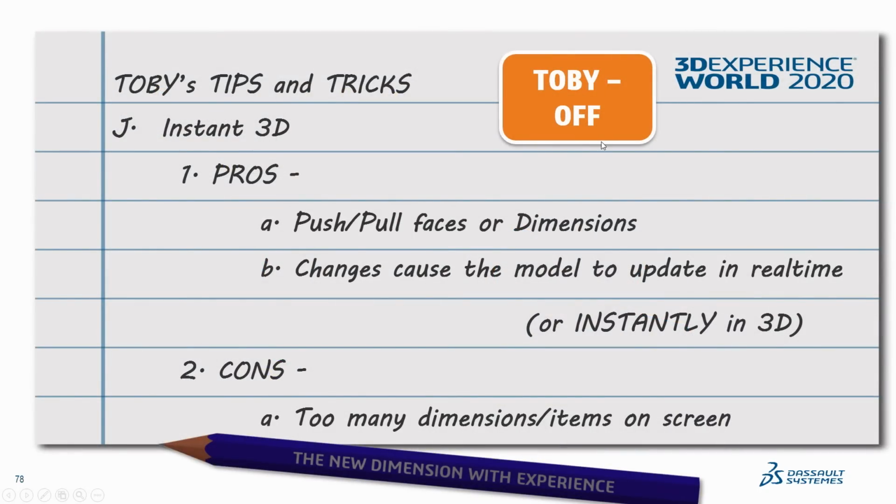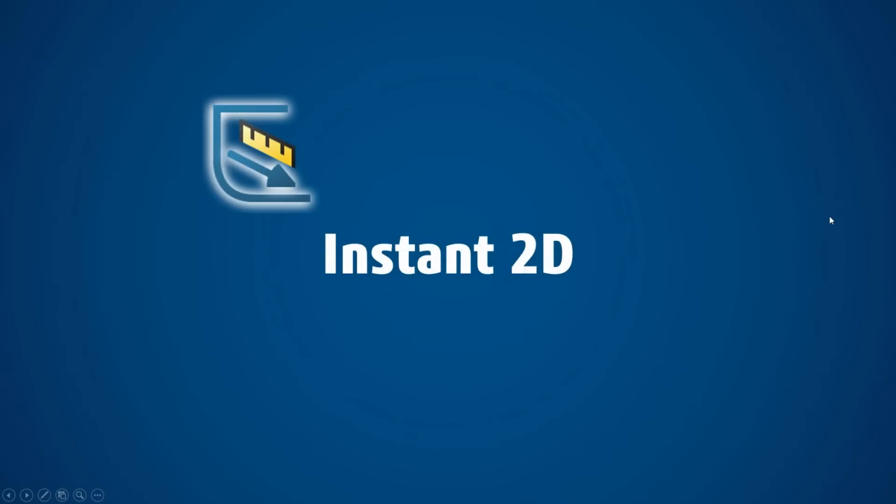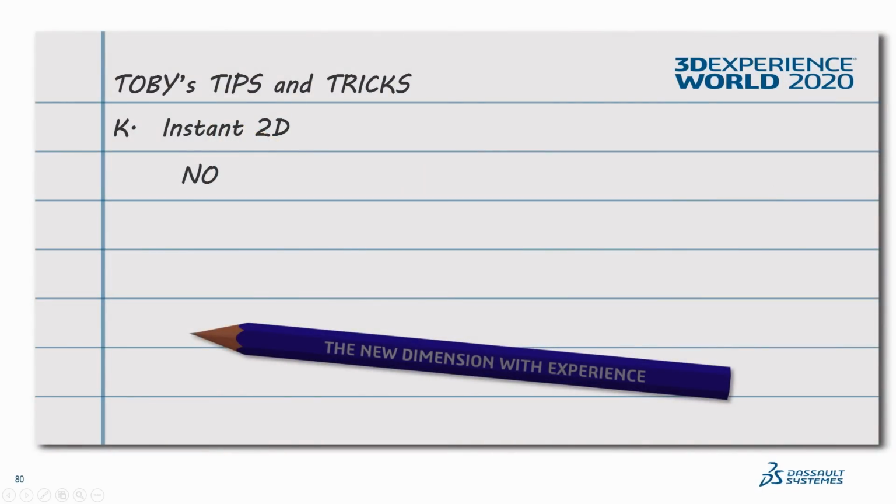Anybody else run into this? Yeah, Instant 3D? Okay. I think a lot of these tips maybe are just things that you didn't know were options. Maybe you just thought that's how the software works. So hopefully by being able to turn these off, it'll help you run through the software a little more. Instant 2D? No.